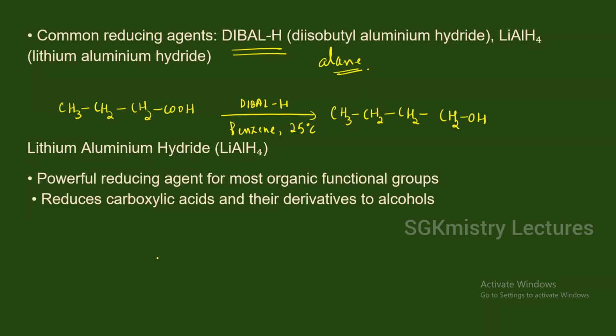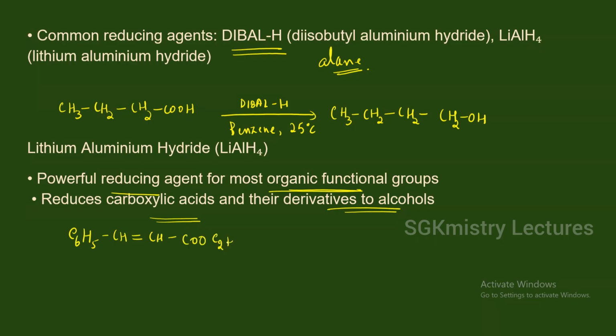Now lithium aluminium hydride, if you're talking specifically, is a very powerful reducing agent for most of the organic functional groups, and it reduces carboxylic acids and their derivatives to alcohols. I've already explained the mechanism for this reaction. So let us look into the examples.